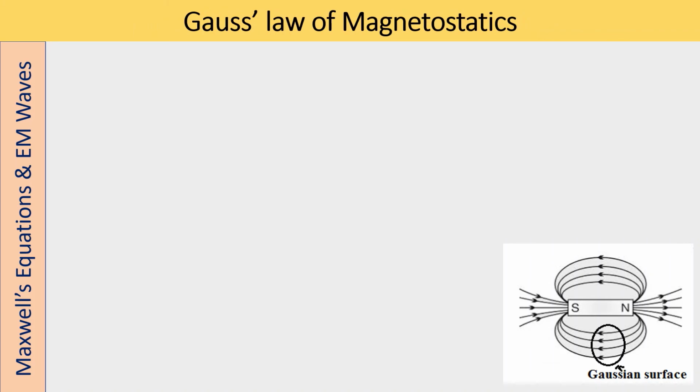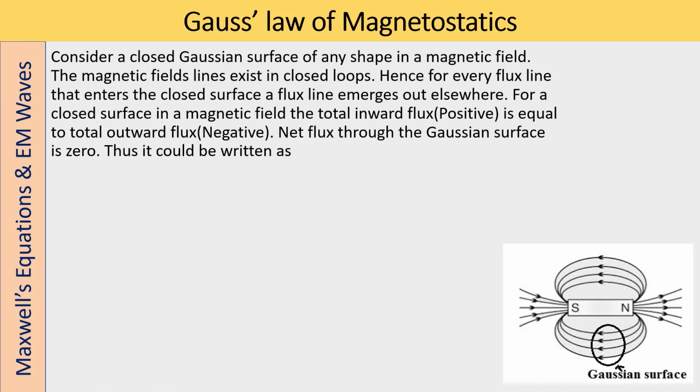Now let us consider Maxwell's second equation, which is nothing but the Gauss's law of magnetostatics. Consider a closed Gaussian surface of any shape in a magnetic field. So this is a magnet which produces the magnetic field. Let us consider a Gaussian surface here. The magnetic field lines exist in closed loops. Hence, for every flux line that enters the closed surface, a flux line emerges out elsewhere. For a closed surface in a magnetic field, the total inward flux is equal to the total outward flux. So the net flux through the Gaussian surface is 0.